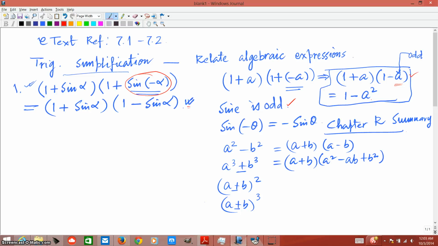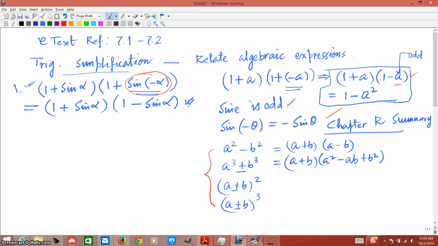If you don't remember those ones, I recommend that you revise the chapter R summary. That one lists all of these ones. So all of these will be very important. I want you to remember each of those ones, and if you don't, make sure you get back to the chapter R summary. So here a square minus b square can be written as a plus b times a minus b. A cubed plus b cubed is very important. Pay attention to those signs.